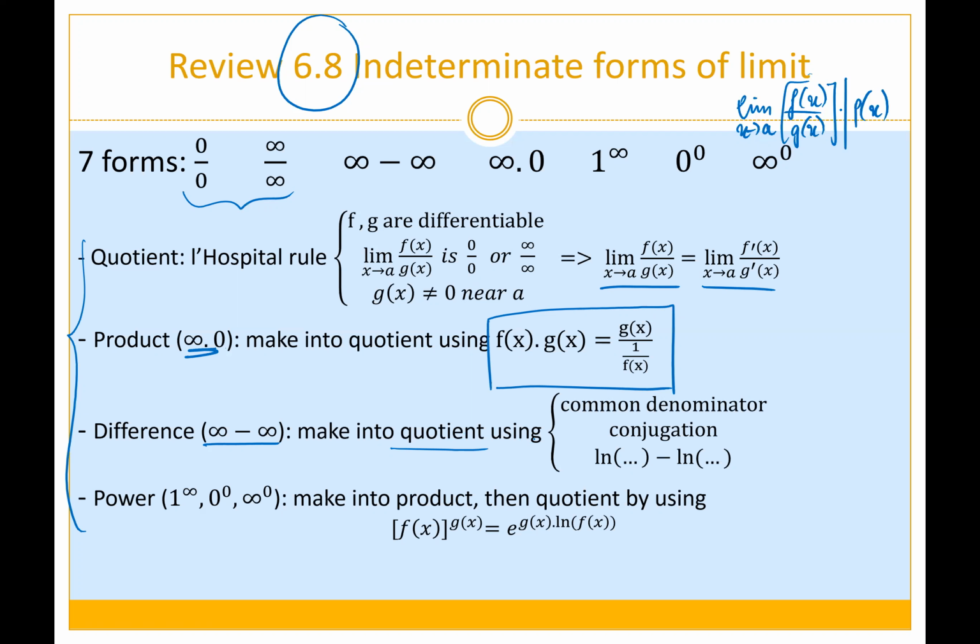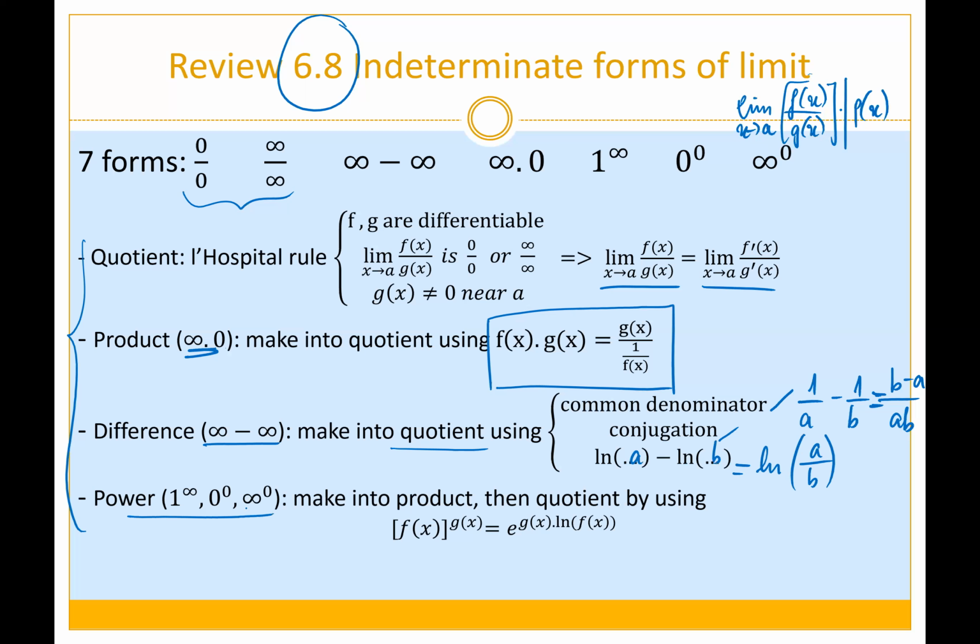So if you have a difference, you make it into a quotient by common denominator or conjugation. Common denominator is more like if you have 1 over a minus 1 over b, and you try to make it into the same denominator of a and b. So you multiply b here and multiply a here, so it's b minus a, something like that. Or you multiply by the conjugate. Or if you have ln minus ln, a property of ln is that ln a minus ln b equals ln of a over b, and now you have a fraction.